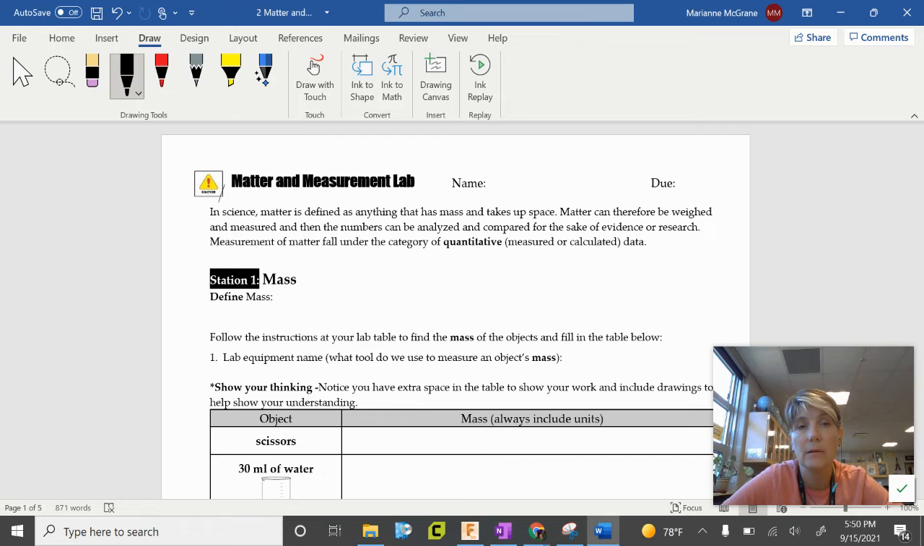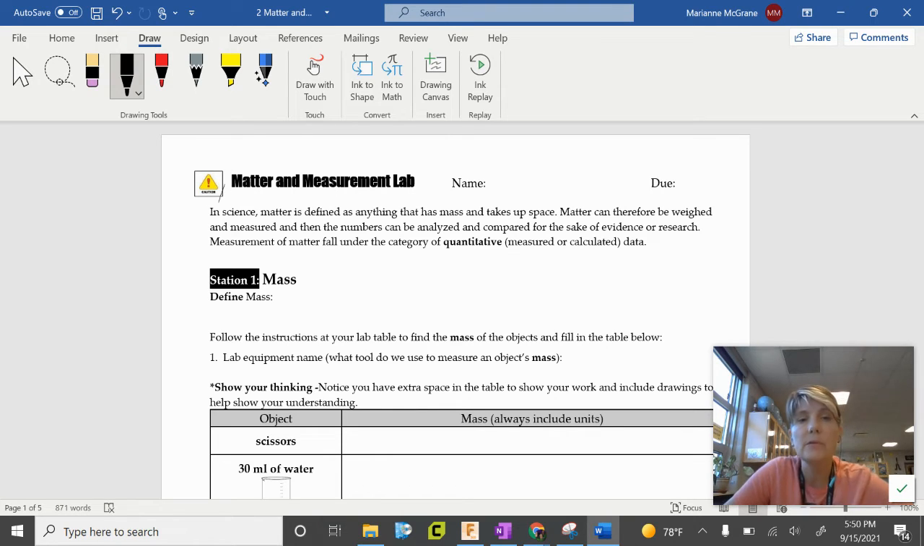We are going to be having electronic balances on the lab areas. You don't want to push down on the electronic balance because you can break them. And they're about $260 a piece. So please be very careful with our electronic balances. So let's go ahead and look at the intro.